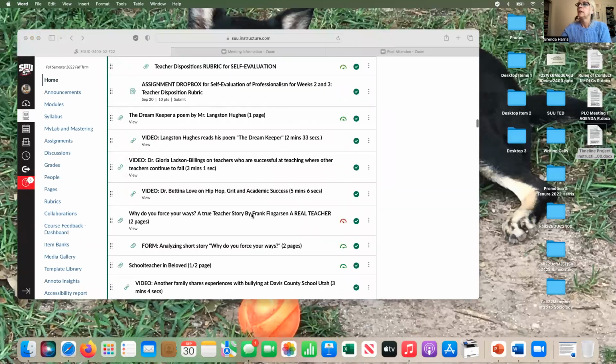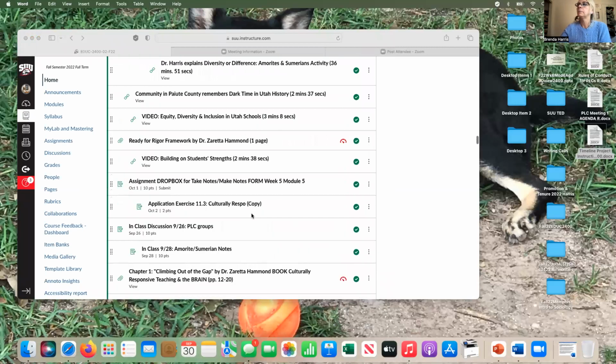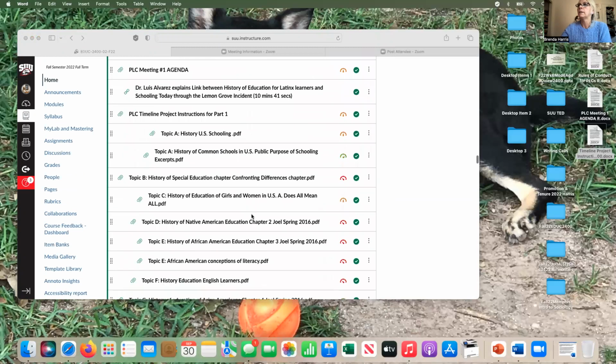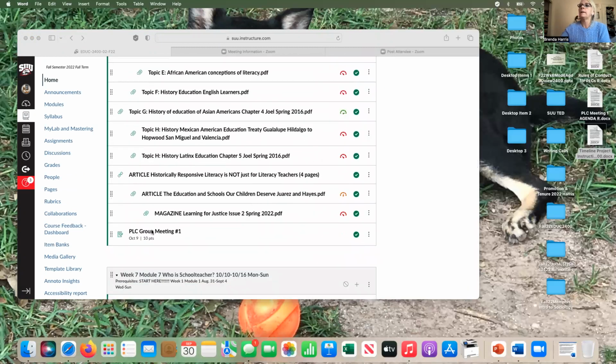So here I'm back on Canvas, and here is your Dropbox for your meeting agenda. I'll edit that to say PLC group number one, meeting number one, agenda notes, so that you know that's what goes to this Dropbox. Okay, this is where each of you will put your own copy. So don't expect the note taker to upload your notes for you.